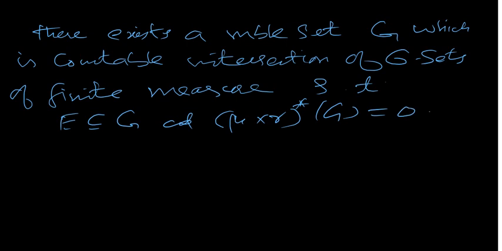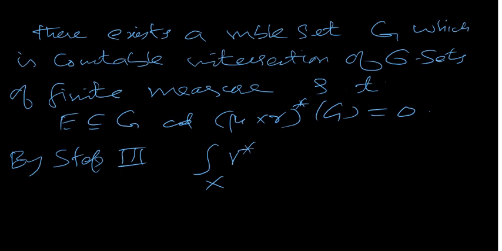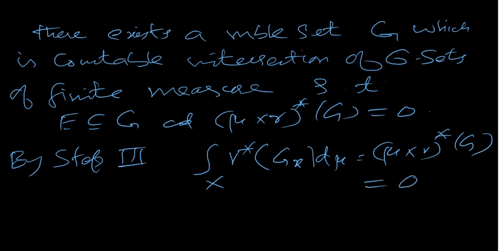This is true for any set. In fact, not only for the sets of measure 0, this is true for any set. In particular, it is true for the set E of measure 0. Okay, so G is a countable intersection of sigma sets. So by step third, the result holds for G. By step third, the integral over x of nu star of Gx is an integrable function, and its integral is equal to mu cross nu star of G, which is equal to 0.